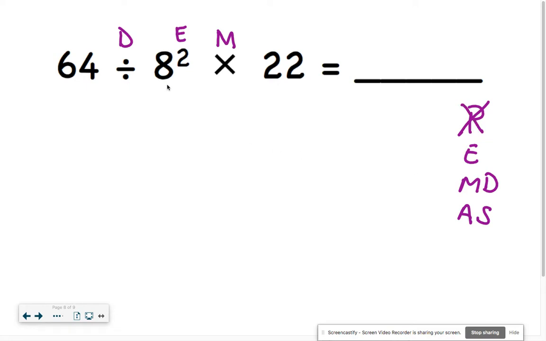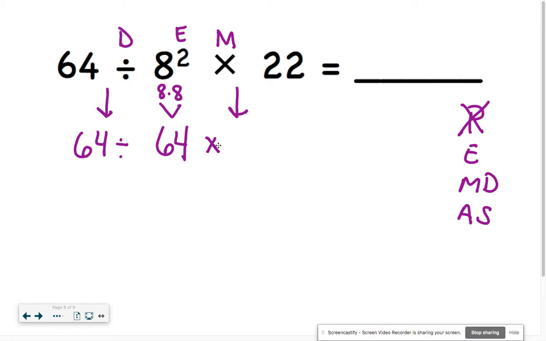Exponents. Oh, we do have an exponent. Now remember, this little 2 actually means how many times I multiply the big number by itself. So this is really 8 times 8, which 8 times 8 is 64. I'm going to bring the rest of my problem down in order by how it shows up. I just finished my exponent.